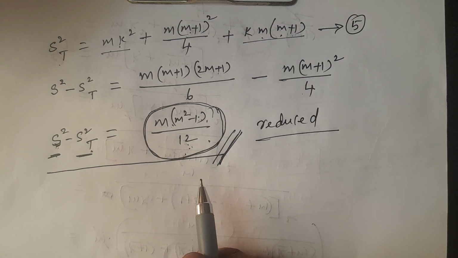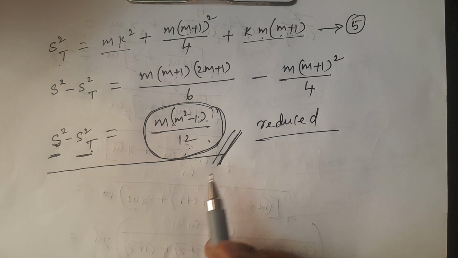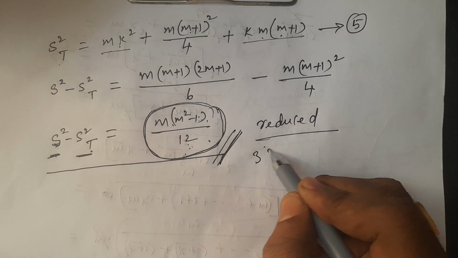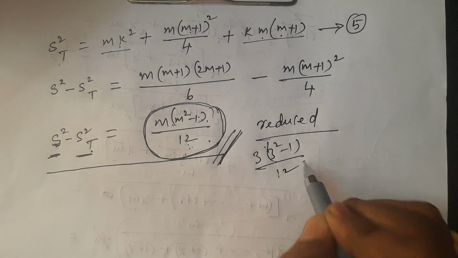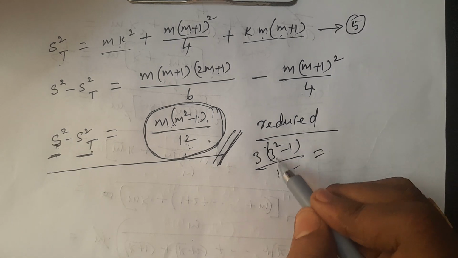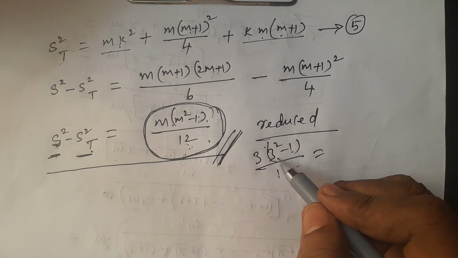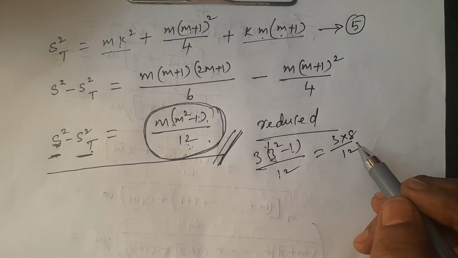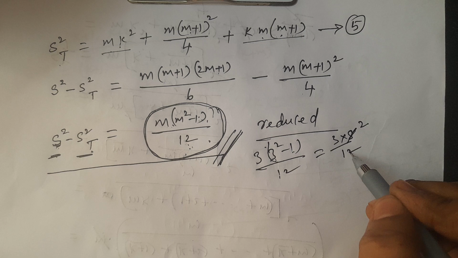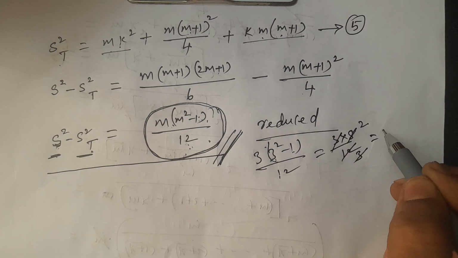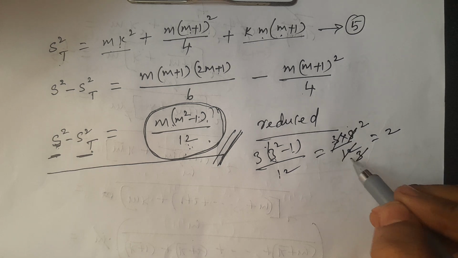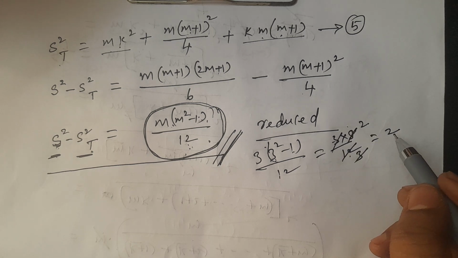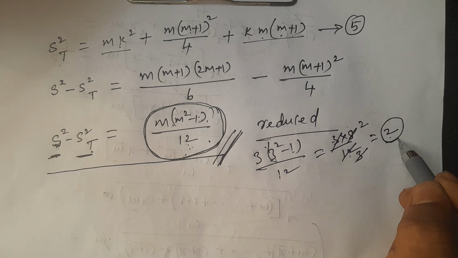You see that, for example, if three individuals are tied, it is 3 into 3 square minus 1 by 12. How much? 3 into 3 square minus 1 is 9 minus 1, 8. 3 into 8 divided by 12. Hence, 4 2s are 8, 4 3s are 12, and the 3 will get cancelled. Hence it is 2. Of course, simply 8 3s are 24, 12 2s are 24. So 2 is the quantity reduced.